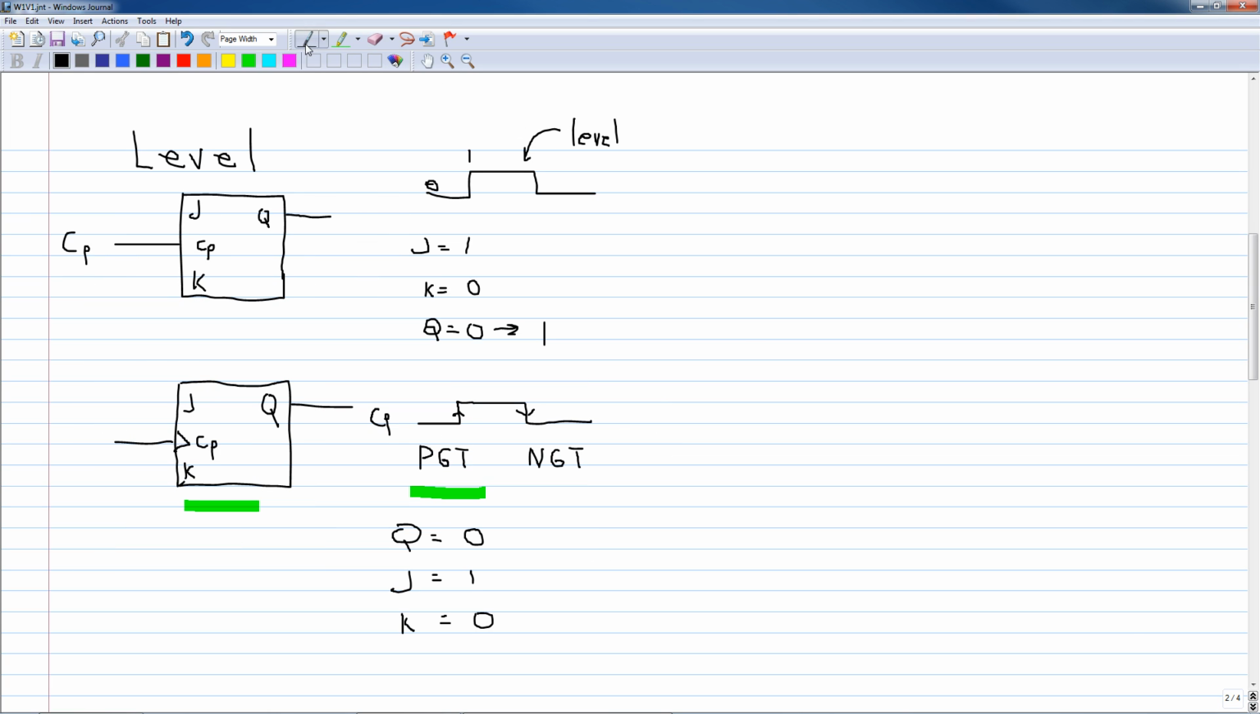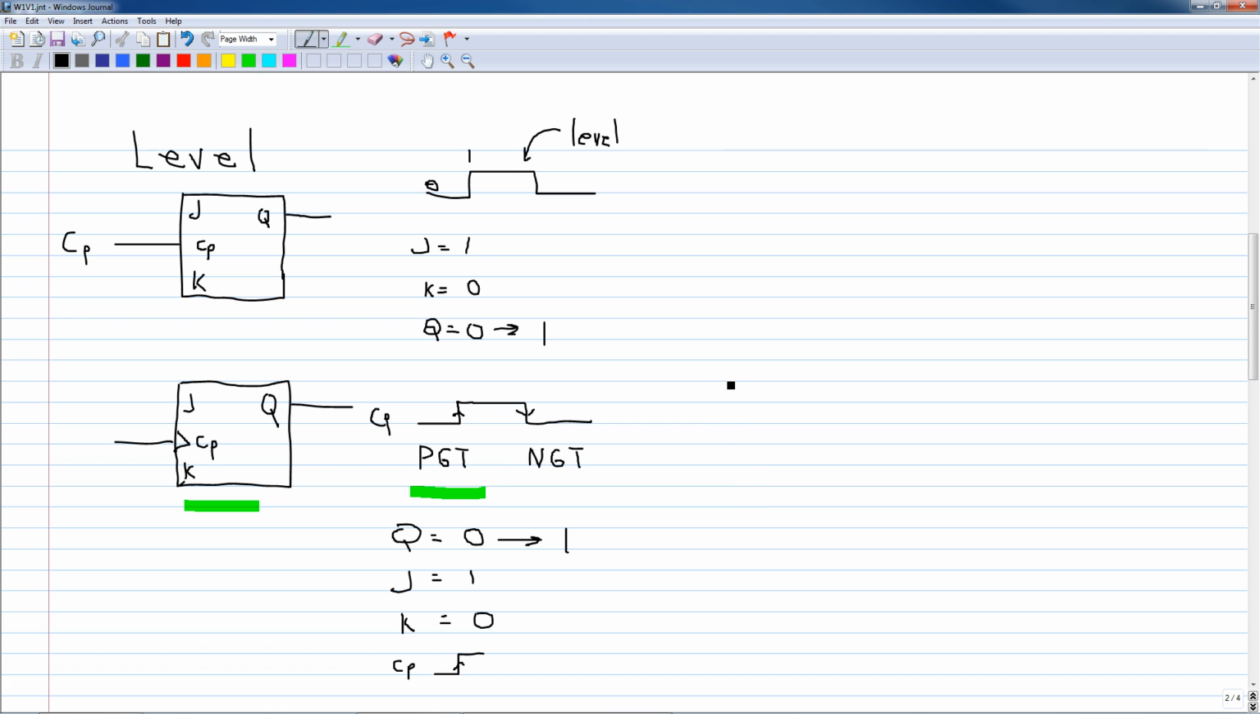Well, in this particular flip-flop, the active transition is the PGT. So when the clock pulse comes along and does the positive going transition, which would be this, then the output is going to change, and it's going to change to a 1, as it did before.